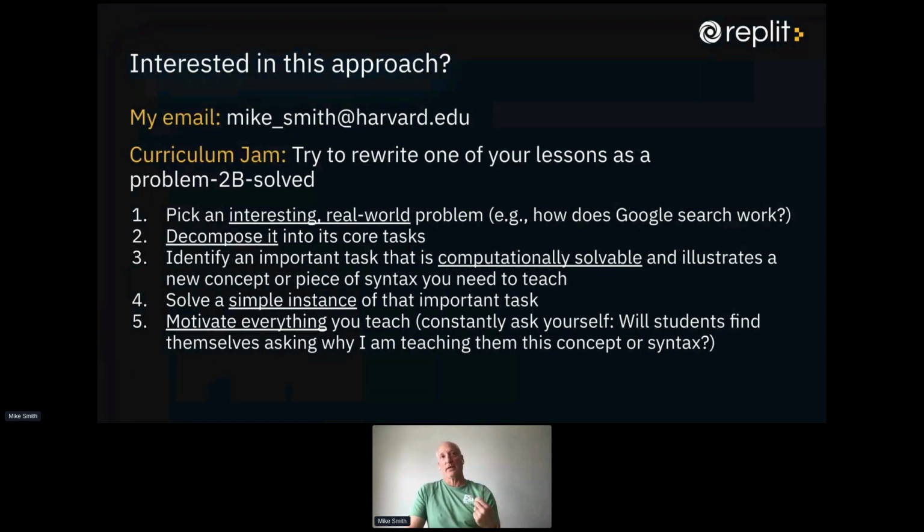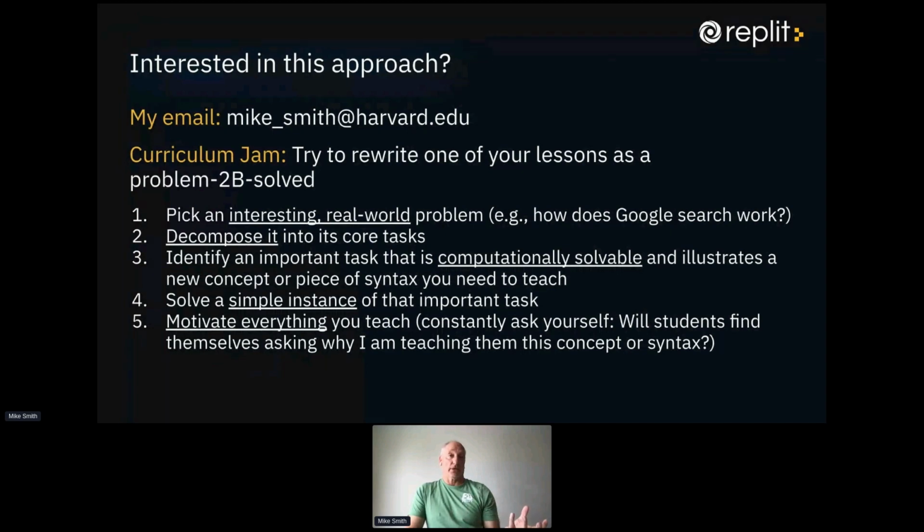For example, in one part of the class, I start with, how does Google search work? Huge problem, right? We don't try to talk about all of Google search, but the students understand how Google search works, at least at a high level, and we start to decompose it into core tasks. Again, I'm teaching them problem solving. Problem solving requires us to take a big thorny problem and decompose it into core tasks and then solve those individual tasks. I identify one of them that's computationally solvable and has a piece of syntax or a concept that I want to teach next that builds on something that they already know.